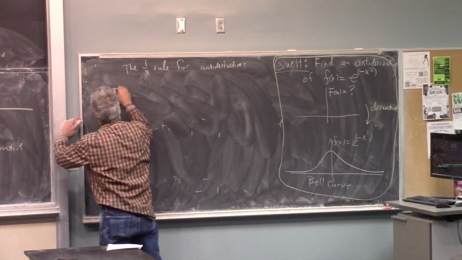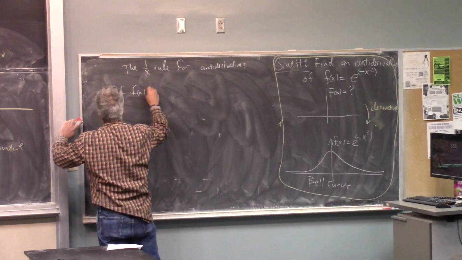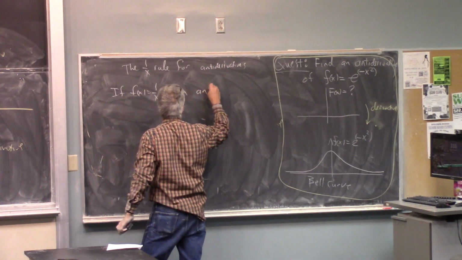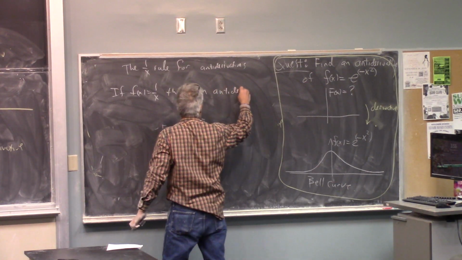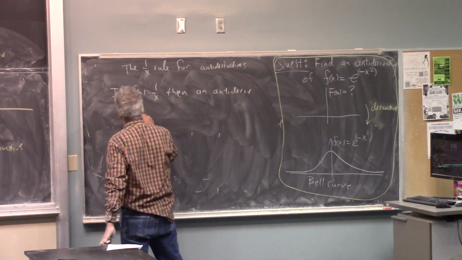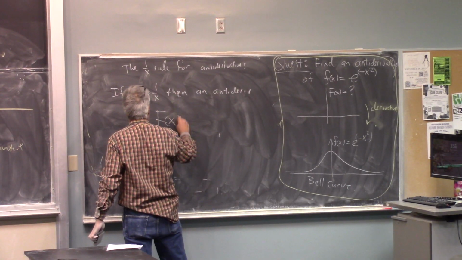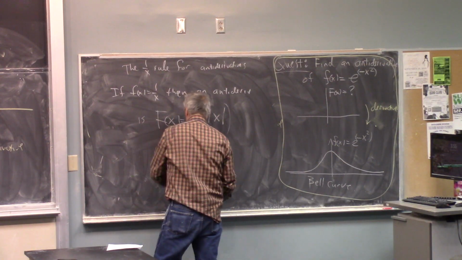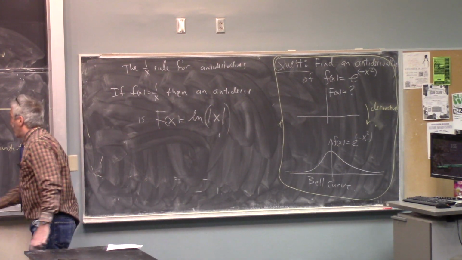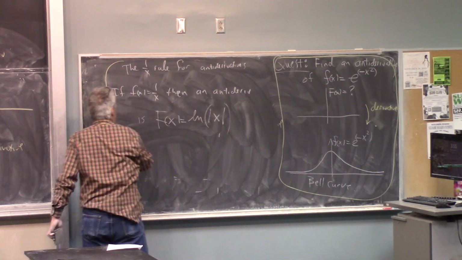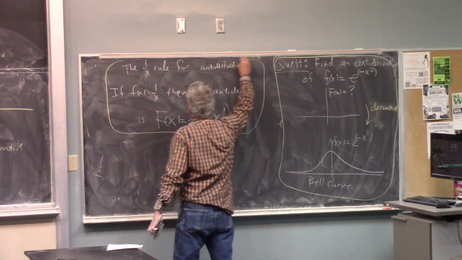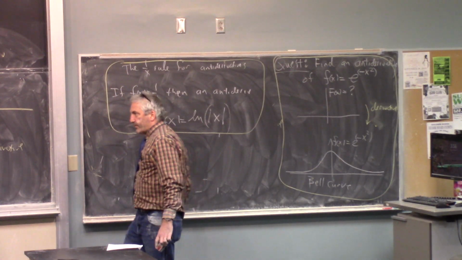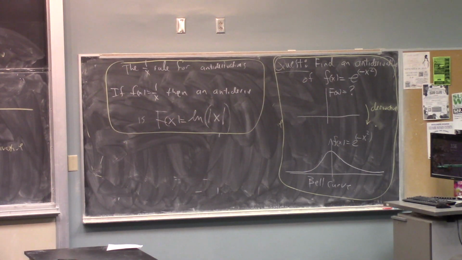It says this: if little f of x equals 1 over x, then an antiderivative is capital F of x, which is ln of absolute value of x. So I call it the 1 over x rule. And the reason this is the rule that we use is usually when you're given a function 1 over x and you're interested in finding an antiderivative, it's not the restricted one, it's the unrestricted one.